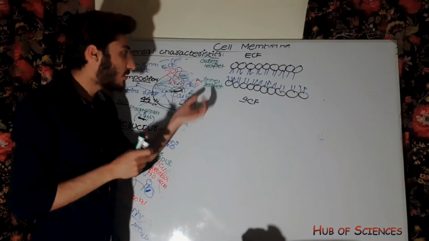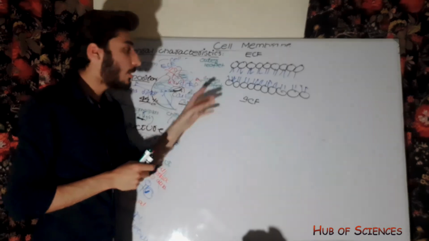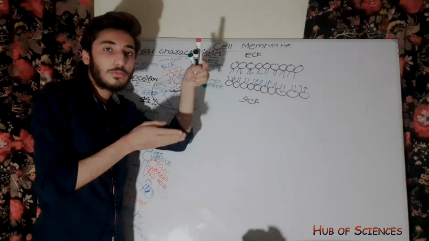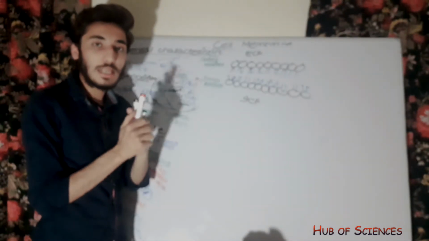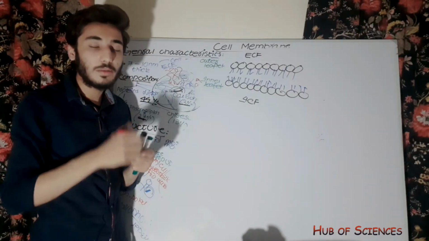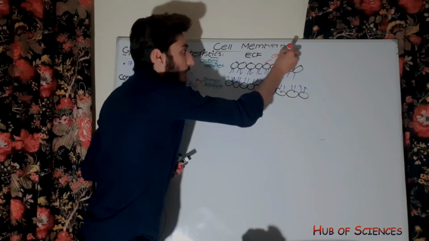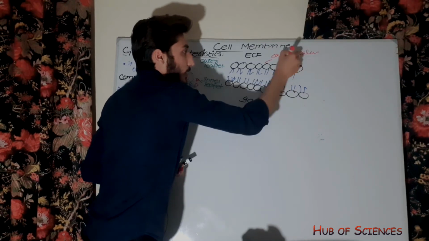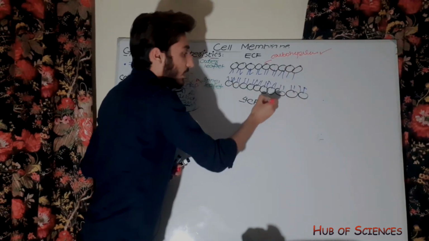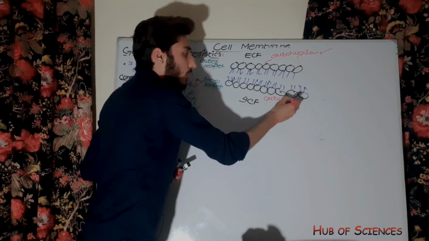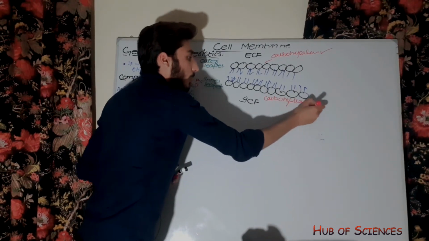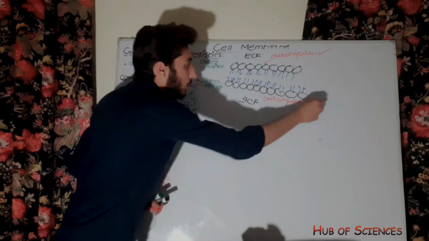Carbohydrates are abundantly present in the outer leaflet, whereas no carbohydrate, or very minimal carbohydrate, is present in the inner leaflet of the cell membrane. So the first difference between the outer leaflet and the inner leaflet of the cell membrane is the presence or absence of carbohydrate. At the outer leaflet, carbohydrates are present abundantly, while in the inner leaflet there is very minimal, almost no carbohydrate. So this is the basic difference of carbohydrate.